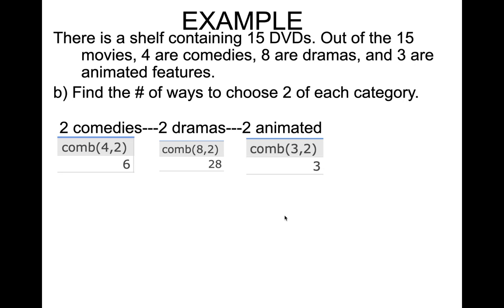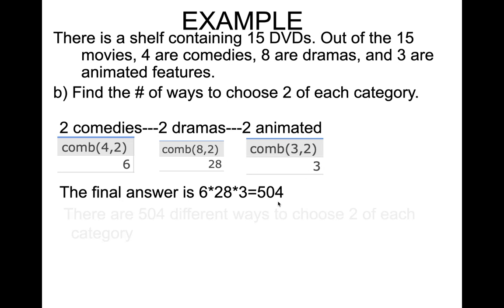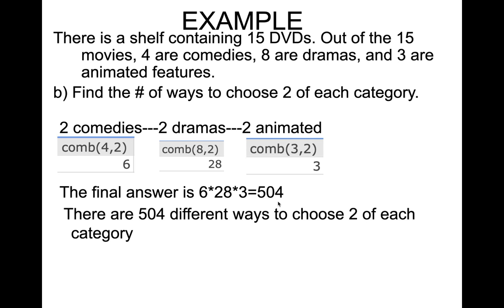Okay. And what the fundamental counting principle says, there are 6 ways. The answer for comedies is 6. The answer for dramas is 28. And the answer for animated is 3. Well, the way I find the overall answer is by simply multiplying the 3 individual answers together. So 6 times 28 times 3, there are 504 different ways to choose 2 of each category.